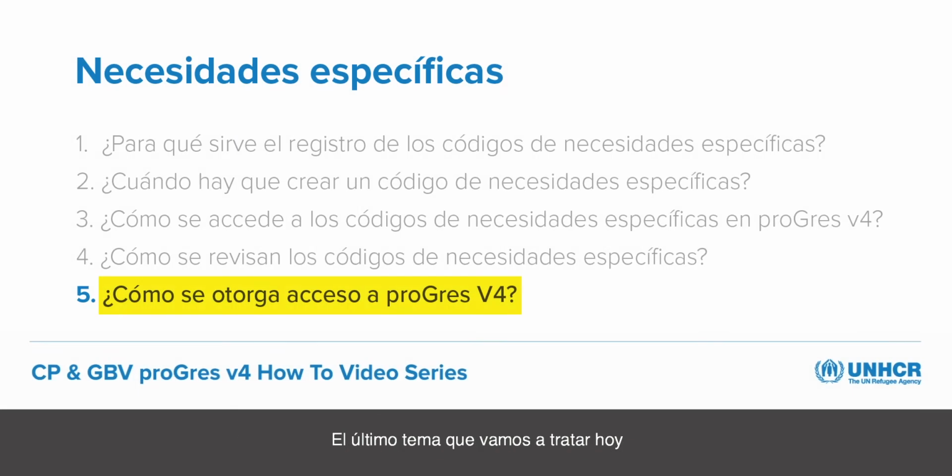The final topic that we're going to discuss today is how access to specific needs is granted in Progress v4. Certain specific needs are protection sensitive, especially in the field of SGBV and child protection. It's essential that each operation discusses and decides which specific needs codes to use and under what circumstances, as well as who can create and see those specific needs codes.